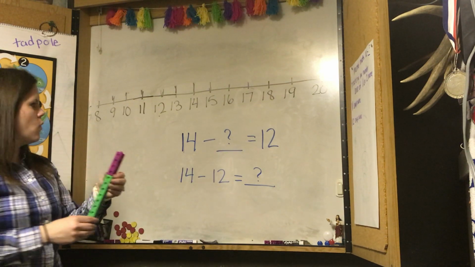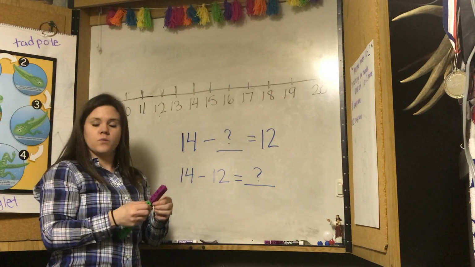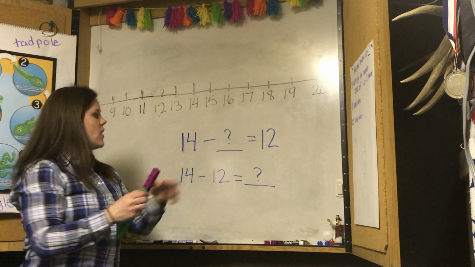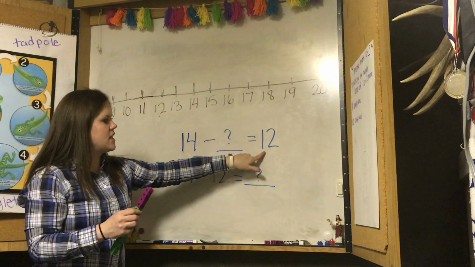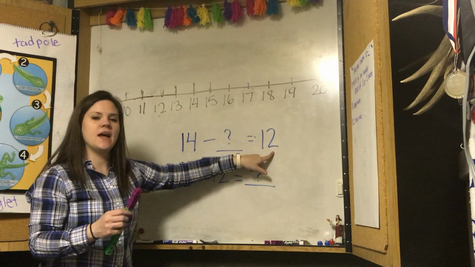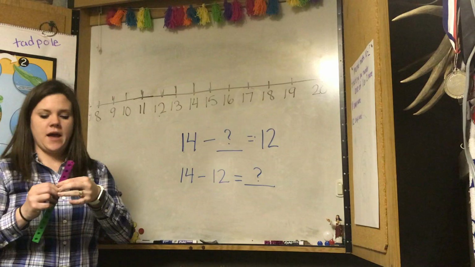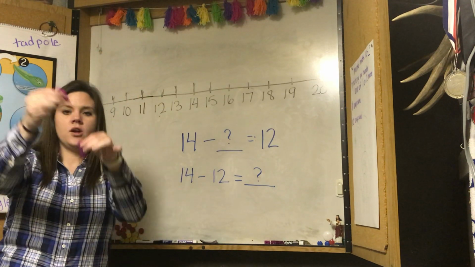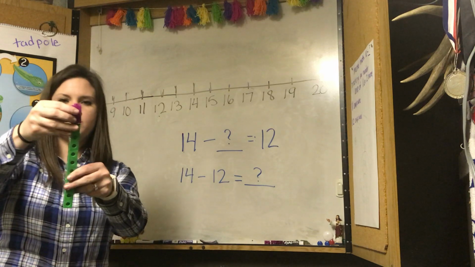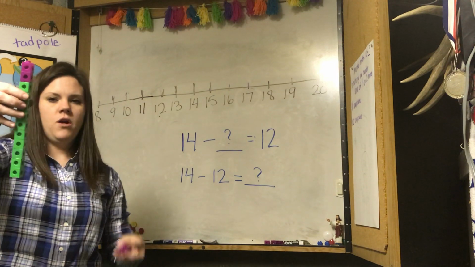So what am I going to do first? What's one of our strategies? Make 10, right? If I'm taking away 12 from 14, look at that 1. I know 12 is 10 and 2. So I'm going to take away my 10. And I'm also going to take away 2. So here's 12. What do I have left?